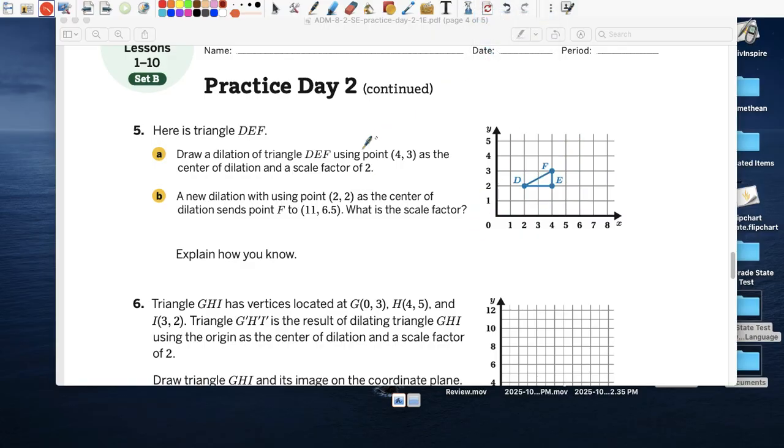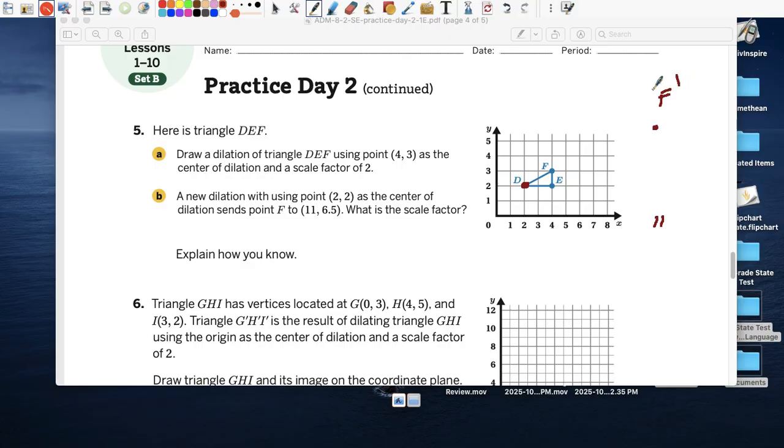Okay. The second question here says, point F using a new dilation using 2 and 2 as a center of dilation. So here's my center of dilation, and it sends point F to 11. So 8, 9, 10, 11. So pretend this is 11 right here, and to 11, 6.5, which is about here. So the new point F would be here.